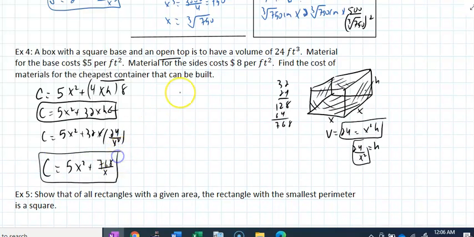And now you know the drill. Take a derivative. That would be 10x minus 768 divided by x squared.